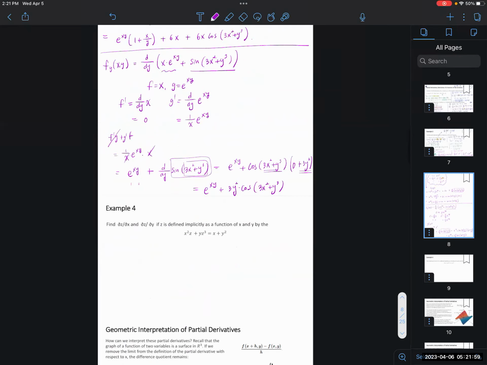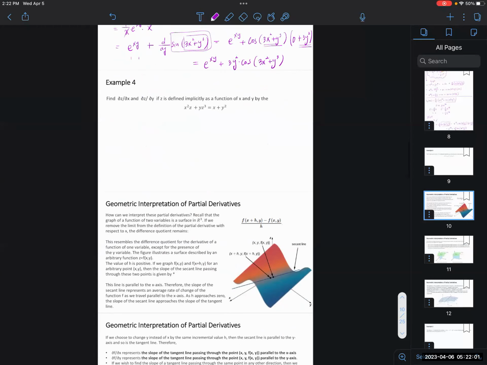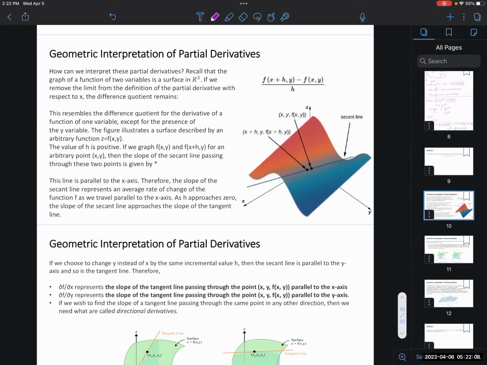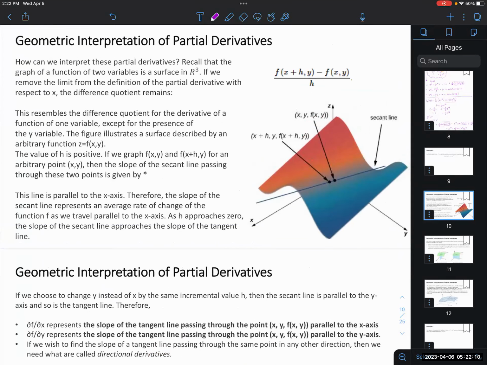Actually, I'm gonna skip example 4 because that's a little bit different one, but we're gonna come back to this one later. Actually, I wanna talk about the meaning of the partial derivative. So this is basically the reading part, but we're gonna just read it quickly. So how can we interpret these partial derivatives?